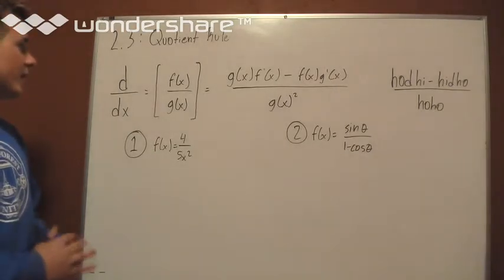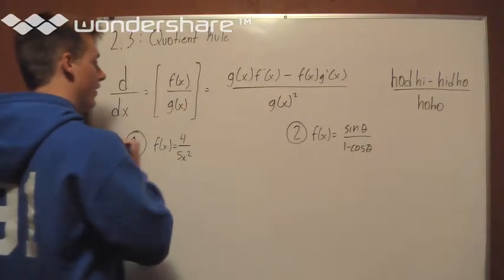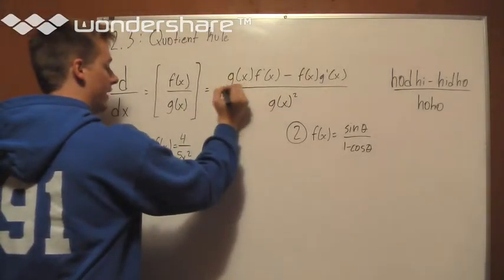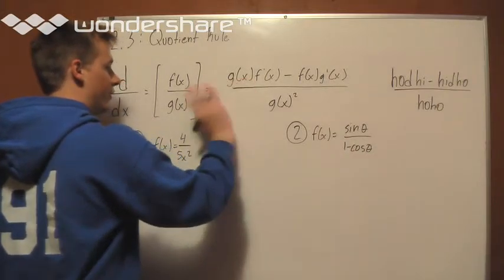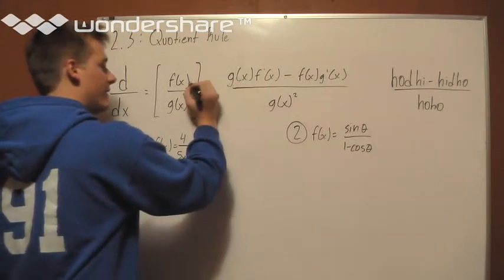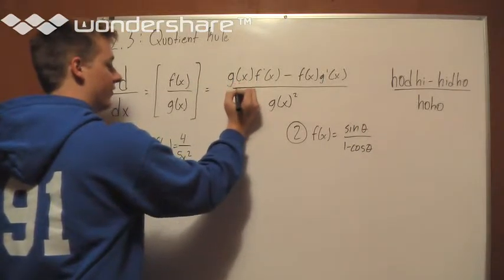So our formula for this, we take it from f of x over g of x. To find the quotient rule, we take the bottom, which is g of x, and we just place it right here, doing nothing to it, and then we multiply it times the derivative of the top, which is f of x. So we get g of x times the derivative of f of x.